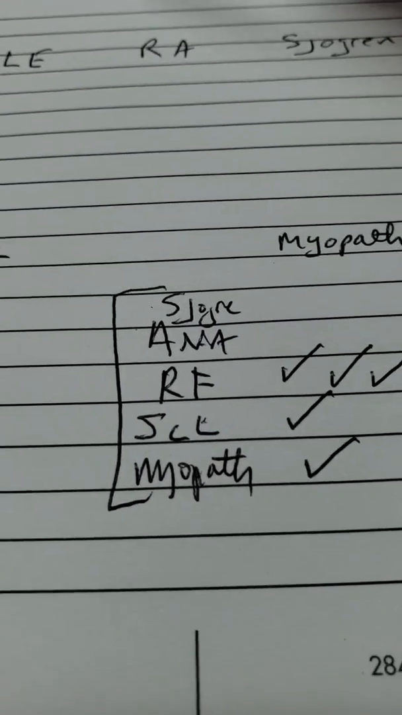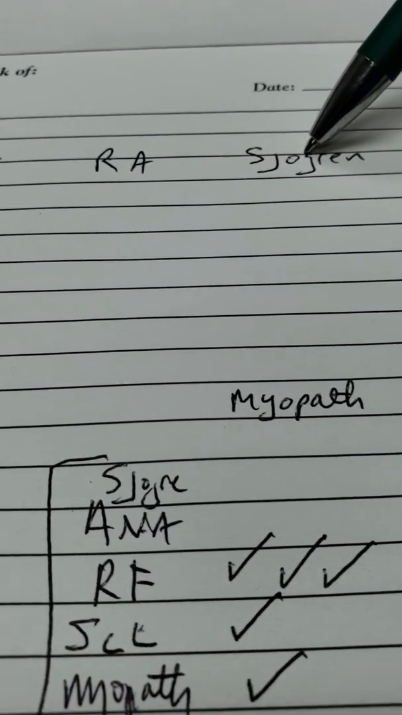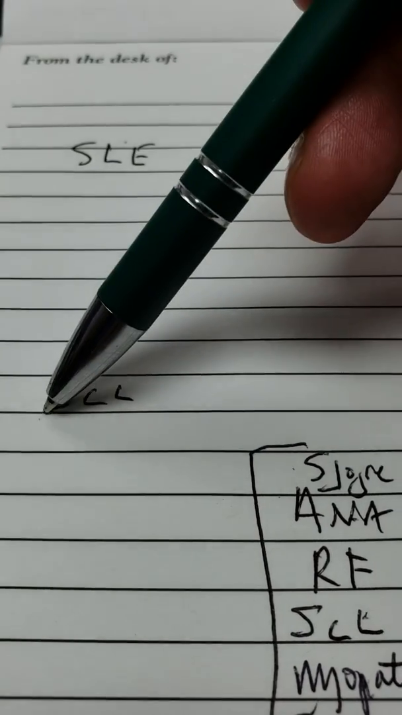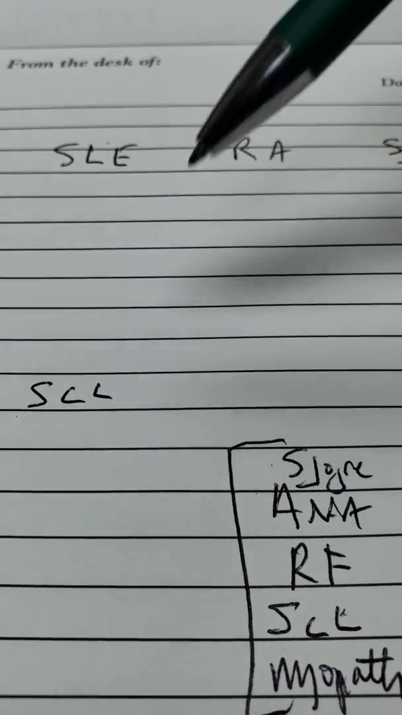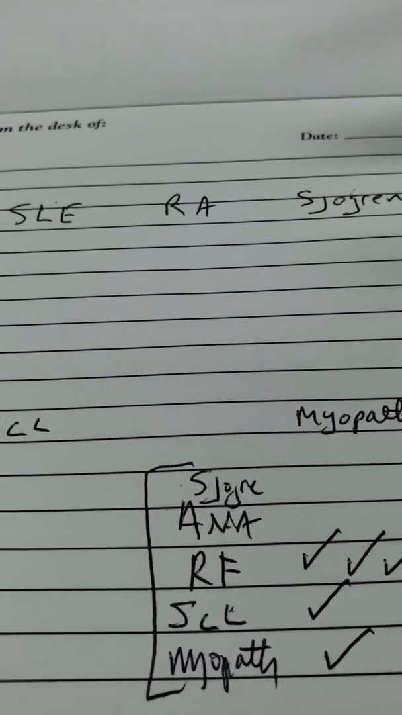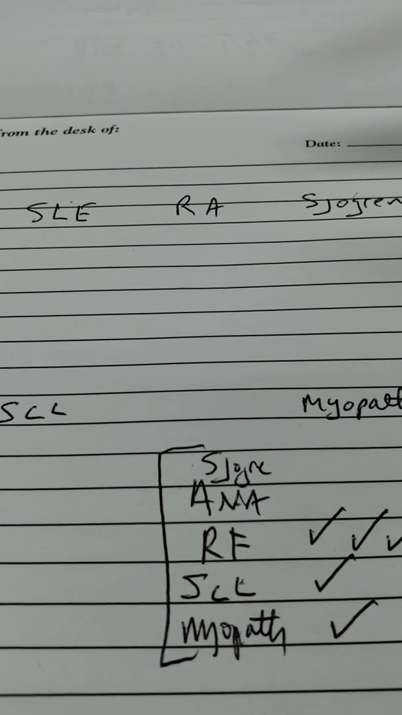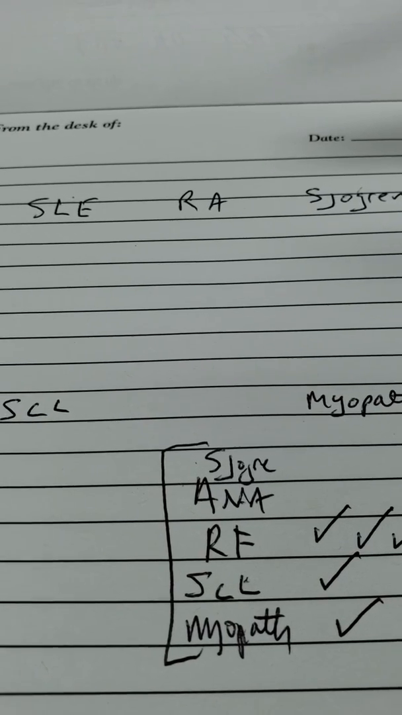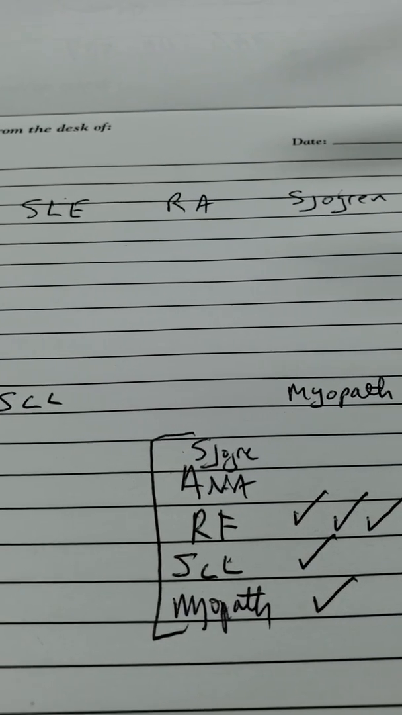All the conditions here, lupus, rheumatoid arthritis, Sjogren's syndrome, myopathy or muscle weakness diseases of inflammation, and scleroderma, which is a mixture of inflammation and fibrosis or hardening, they all have positive ANA. So the ANA cannot diagnose anything, however it is seen frequently. This means it is a sensitive test, however it is not specific for any one disease.